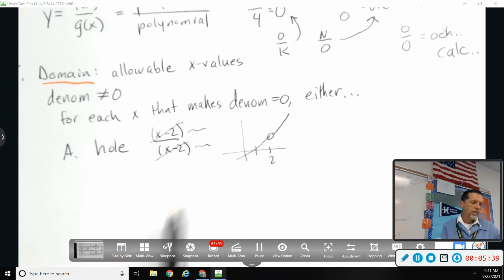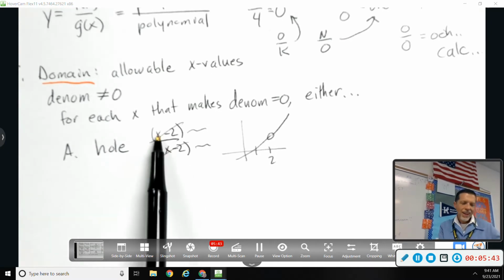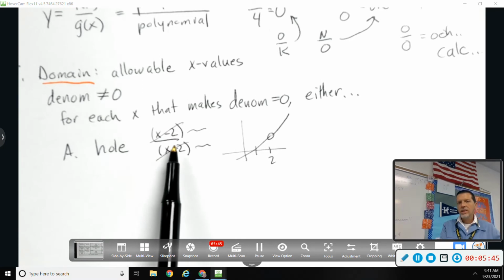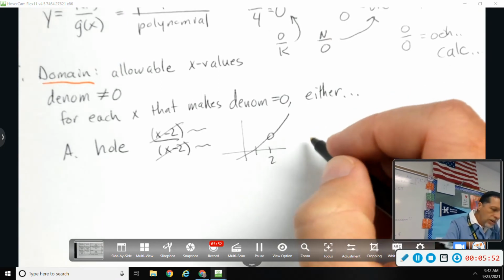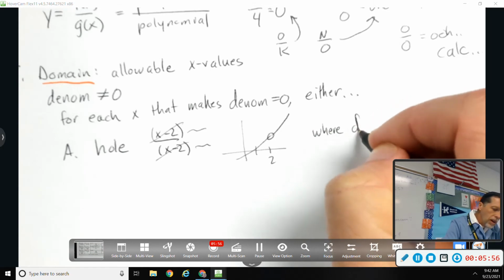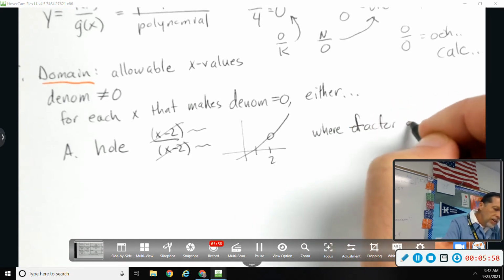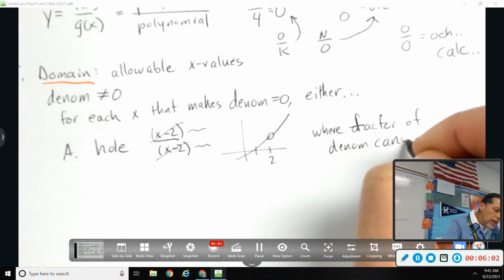So x can't be 2, because that would make the bottom 0, but you kind of cancel it out, so it's not as big a deal, but you still can't have x equal 2, and so what that means is there's a hole. That happens where a factor of the denominator cancels.